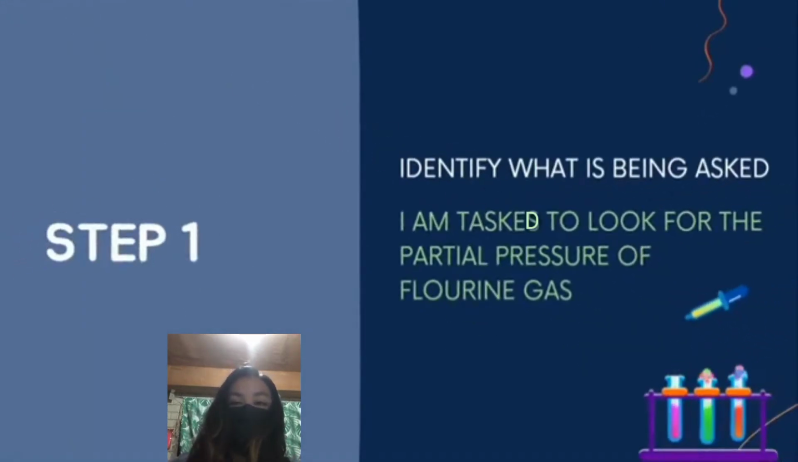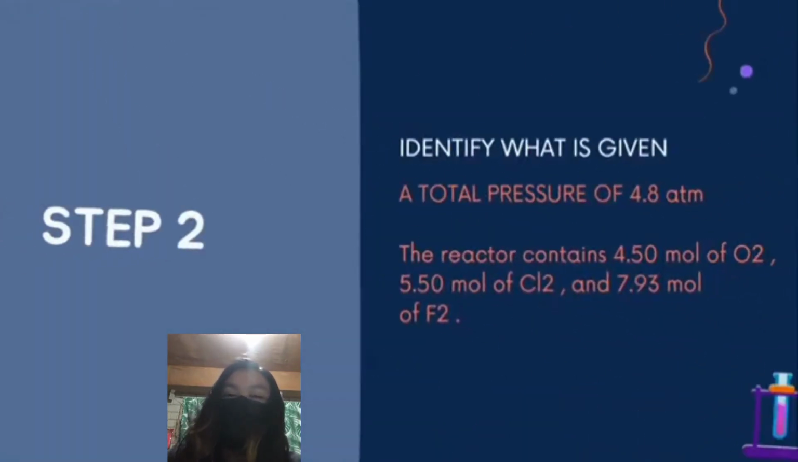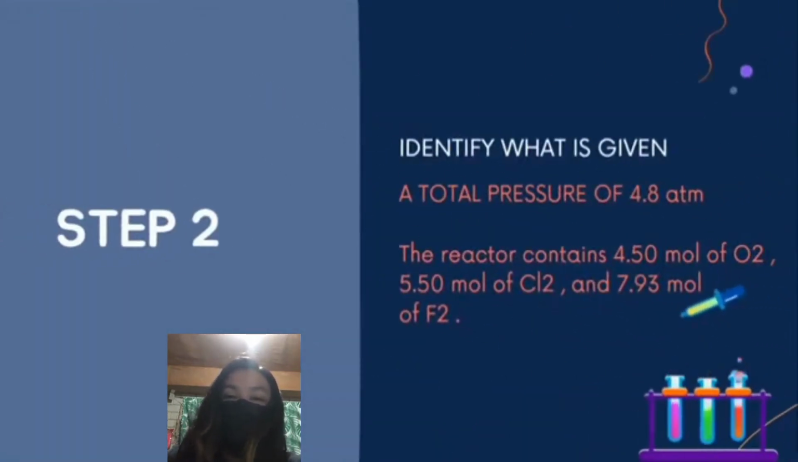So step 1 is we need to identify what is being asked. So in step 1, I am tasked to look for the partial pressure of the fluorine gas. So step 2 is we need to identify what is given. So the given is the total pressure of 4.8 atm, and the reactor contains 4.50 moles of oxygen, 5.50 moles of chlorine, and 7.93 moles of fluorine.